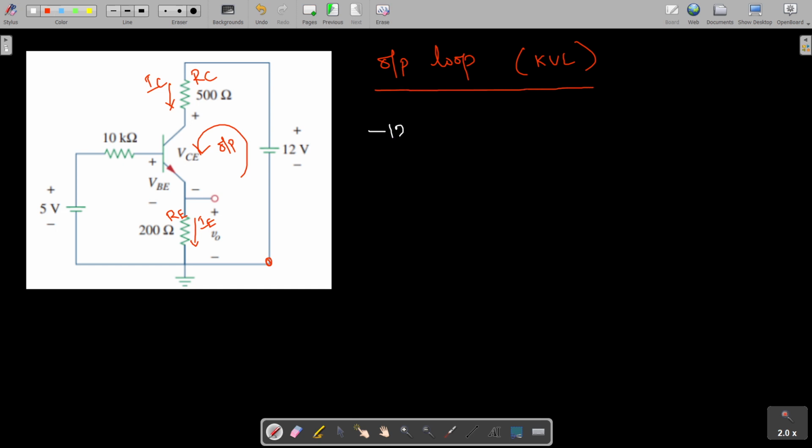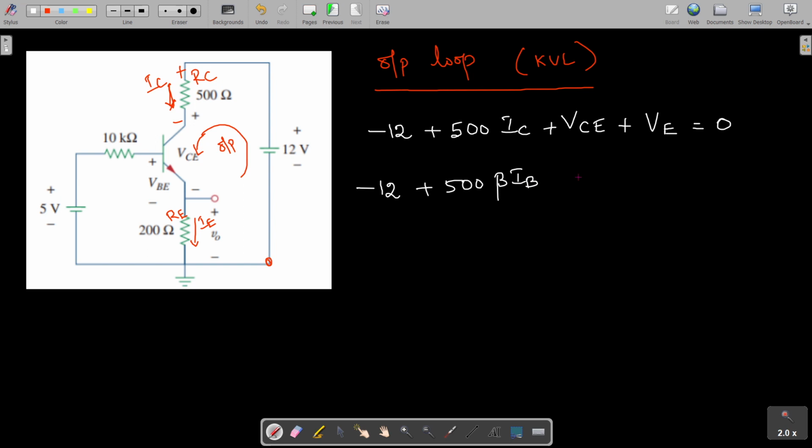Okay, so it is minus 12. When you start from here, it is minus 12 plus 500 into this IC. So it is plus VCE, then this plus V naught or VE. Okay, that is equal to 0. What are all the things we know already? We know this IC already, we know this VE. VE is nothing but V naught, right? So I'm going to replace all these things. 500 into beta times IB. This IC is replaced by beta times IB plus VCE plus V naught, that is equal to 0.